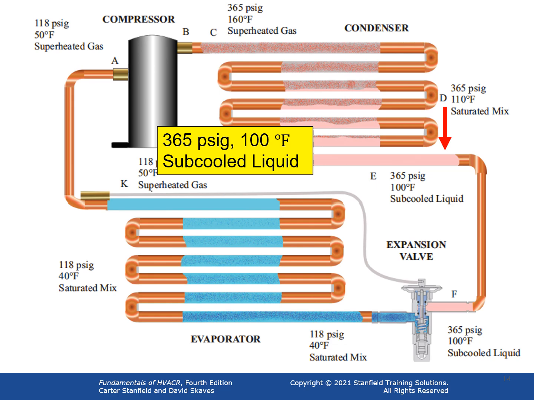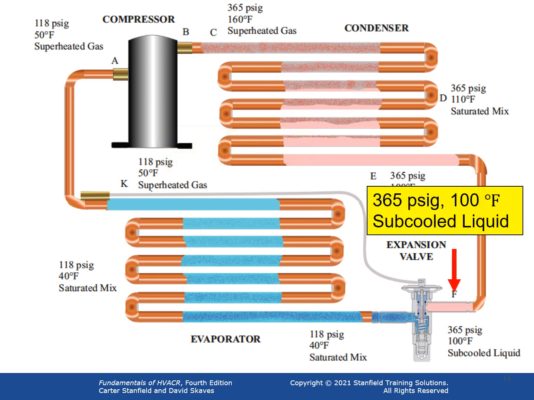The temperature of the liquid refrigerant is reduced as heat continues to be expelled to the surrounding air. This portion of the condenser is called the subcooling section. The subcooled liquid is still 365 psig, but now it has a temperature less than 110. In our example, the 365 psig refrigerant has been cooled to 100 degrees Fahrenheit, which is less than the saturation temperature of 110, so the refrigerant is now subcooled.